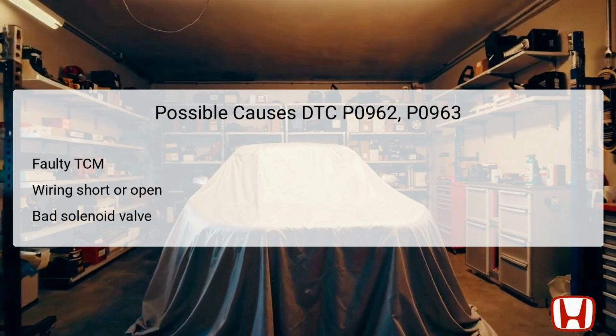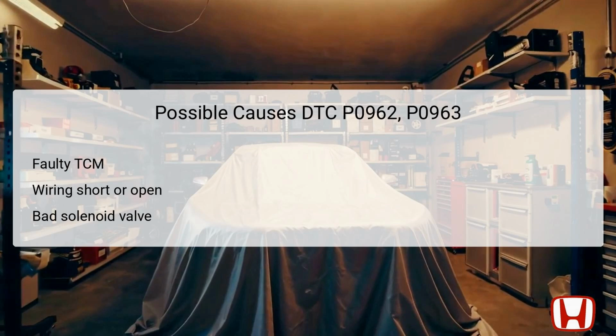When diagnosing DTC P0962 and P0963, multiple possible causes must be considered. A faulty transmission control module, TCM, can lead to erroneous signals within the circuit, affecting how the pressure control valve operates. Another leading cause may involve wiring issues, such as a short circuit in the drive low signal, DRLS line, or an open circuit in the drive control, DRC lines, which hinders the proper flow of electrical signals.